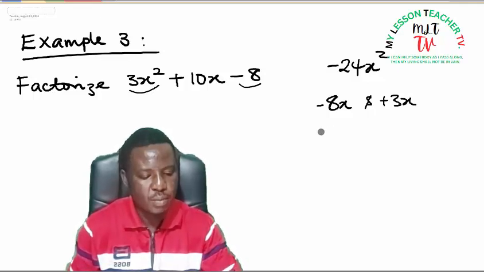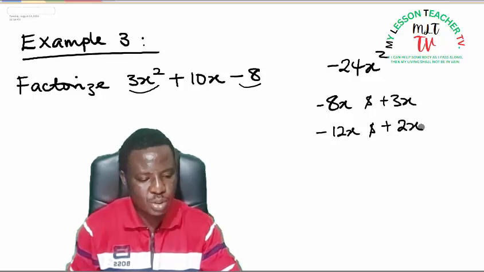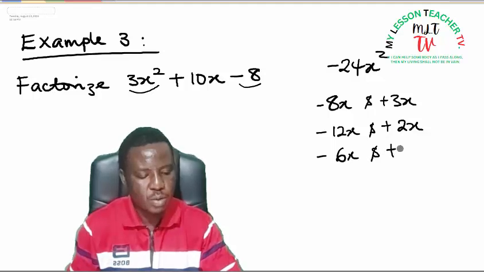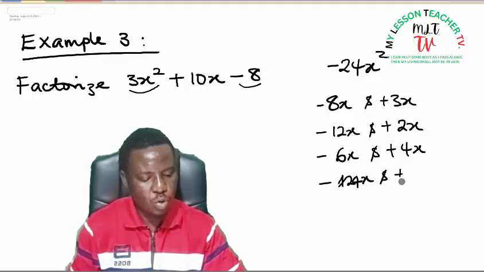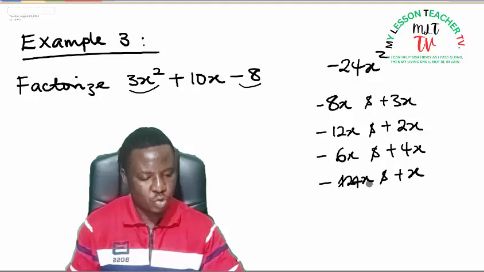I equally have minus 12x and plus 2x. When you multiply, it gives you minus 24. And this is minus 6x and plus 4x. It will also give you minus 24 when multiplied. And the last is minus 24x and plus 1x. When you multiply this, it gives you minus 24.